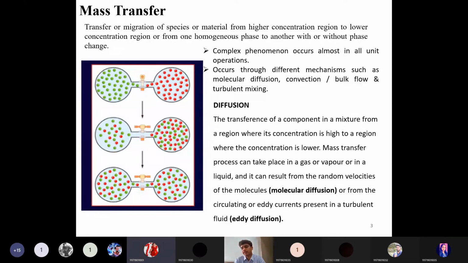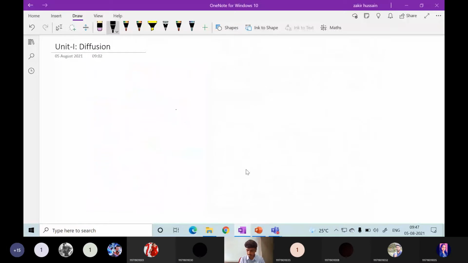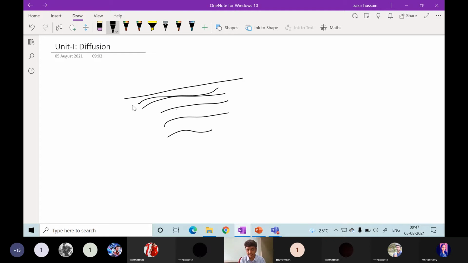Eddy currents means, first of all, in fluid mechanics, I will tell you with an example. For example, a fluid is traveling like this. Fluid is there inside the pipeline.